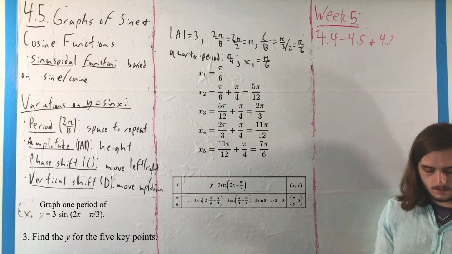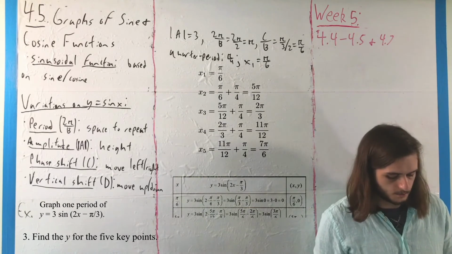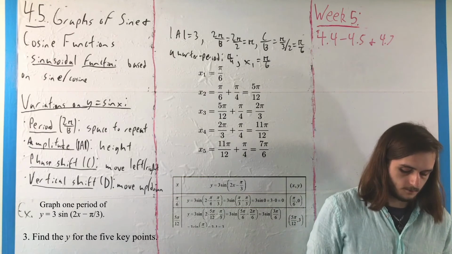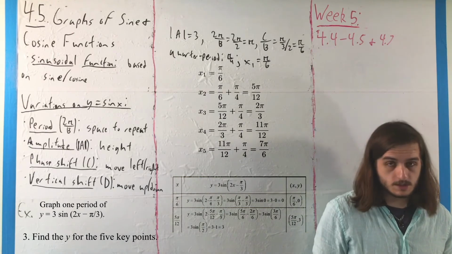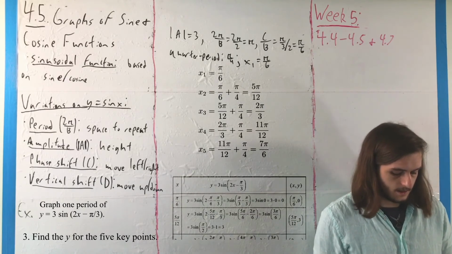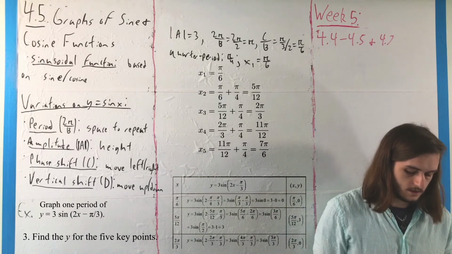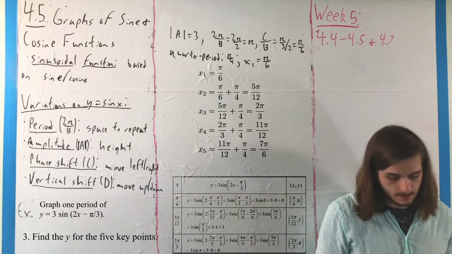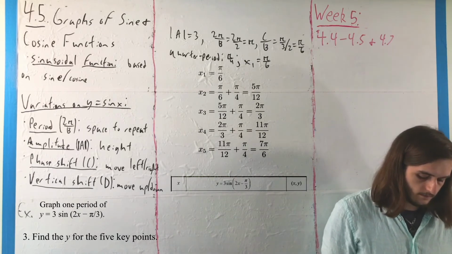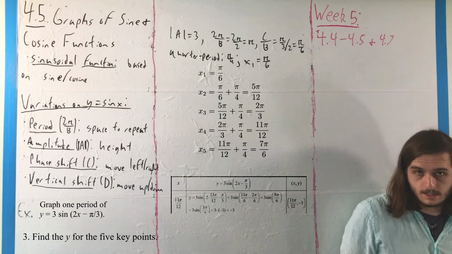Meanwhile, at 5 pi over 12, you're going to plug that in. It'll turn into 3 sine of 5 pi over 6 minus 2 pi over 6, or 3 sine of pi over 2, which is just 3. At 2 pi over 3, we would get 3 sine of 4 pi over 3 minus pi over 3, which here would leave us with sine of pi, again 0. And at our last 2 points, 11 pi over 12, you simplify that out and you get 3 sine of 3 pi over 2, which is negative 3.